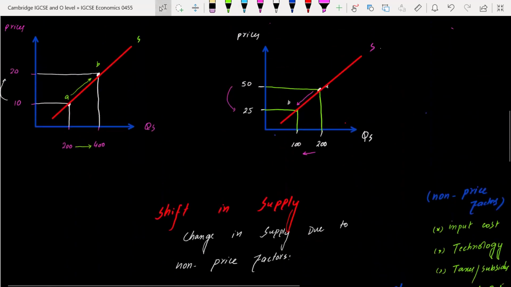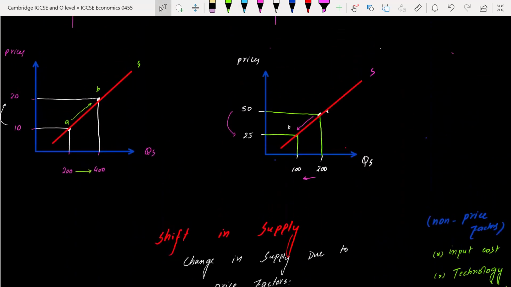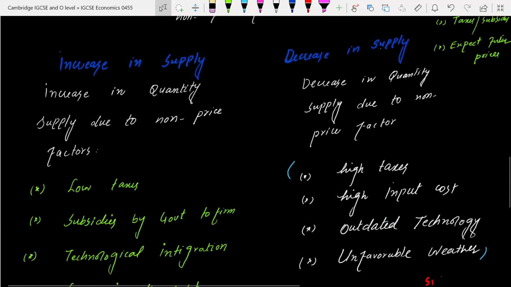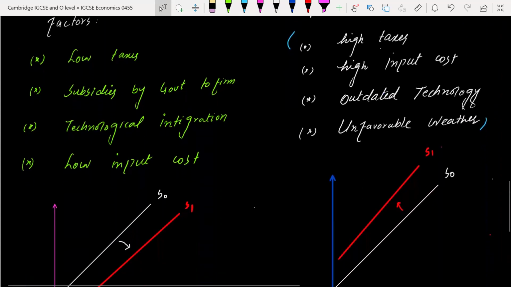In extension and contraction, the change in supply happens due to a change in price, and there will be just one supply curve. But when we talk about increase in supply and decrease in supply, there will be two supply curves. If the new one is on the right side, it means increase in supply. And if the new supply curve is on the left side, it means decrease in supply. And it's all due to non-price factors. And I have explained all the non-price factors.